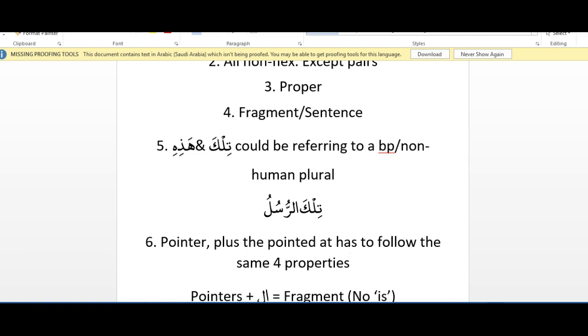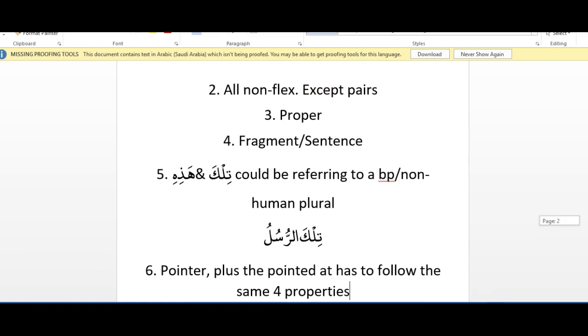Now notice, as we mentioned, that the pointers are all non-flexible, except for the pairs. So you can never ever tell what status the pointer is unless you look at the Mushaarun Ilayh. So because ar-rusulu is rafa, tilka is rafa. Because ar-rusulu is singular feminine grammatically, tilka is also singular feminine. Ar-rusulu is also proper, so tilka will be proper, and tilka is also going to be proper because it's in the list of one of the 7 types of proper.